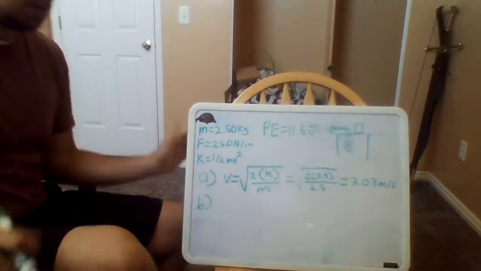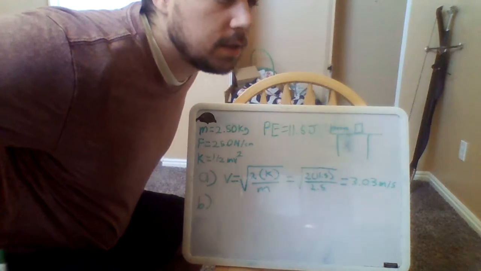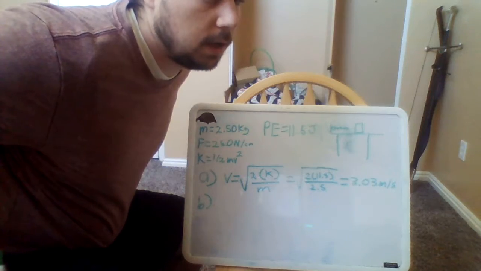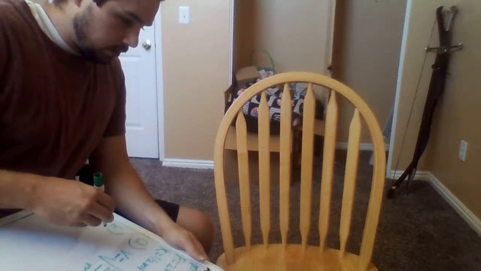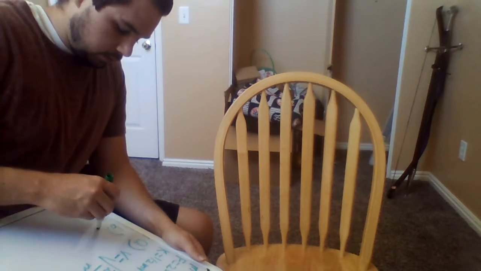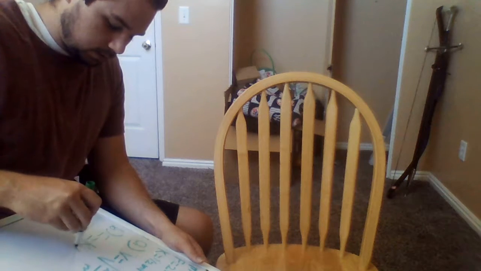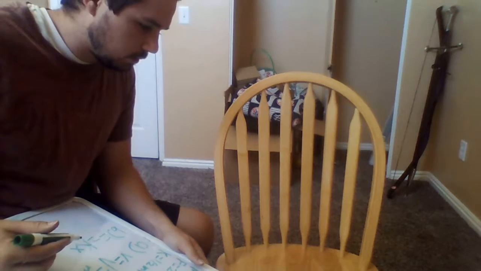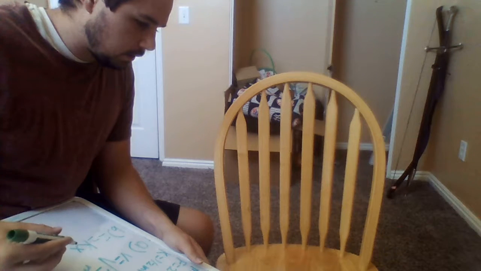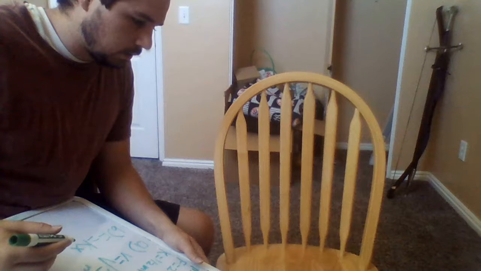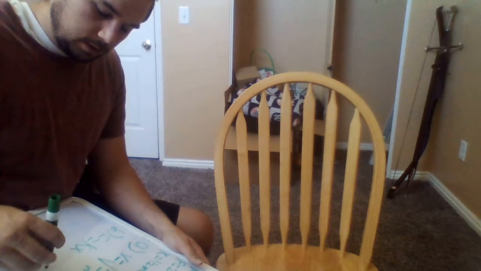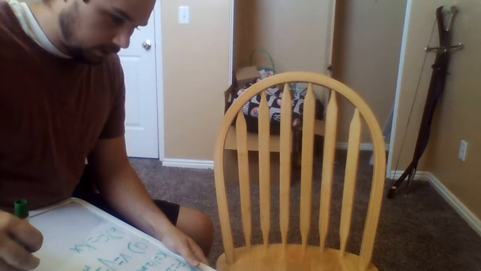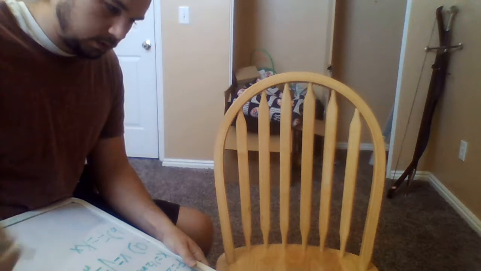So part B, let me read it. It says, what is the greatest acceleration of the mass, and when does that occur? So we're going to be using the equation F equals kx, right? Oh, but first we need to use the equation 1/2 kx squared and solve for x.